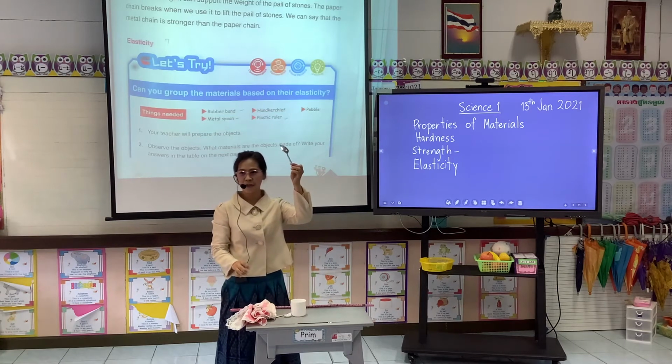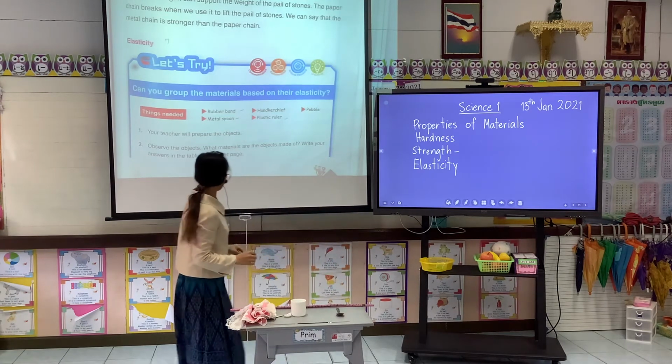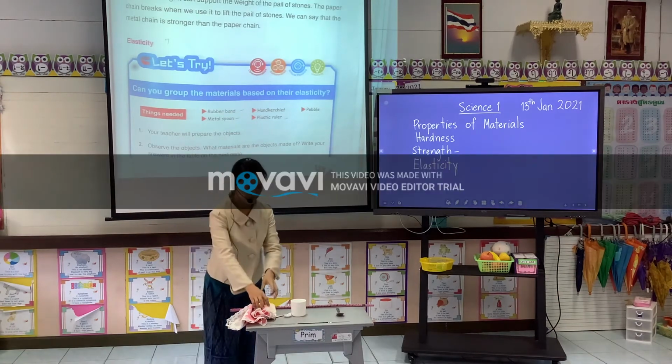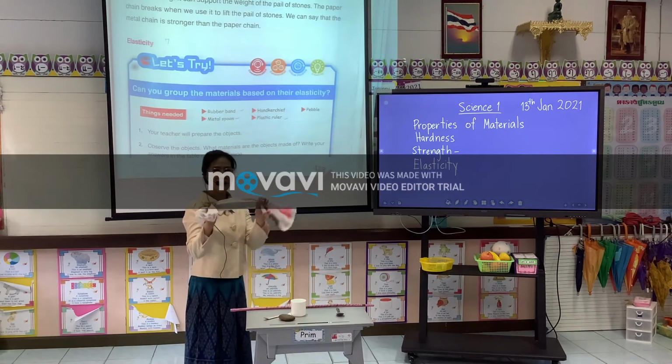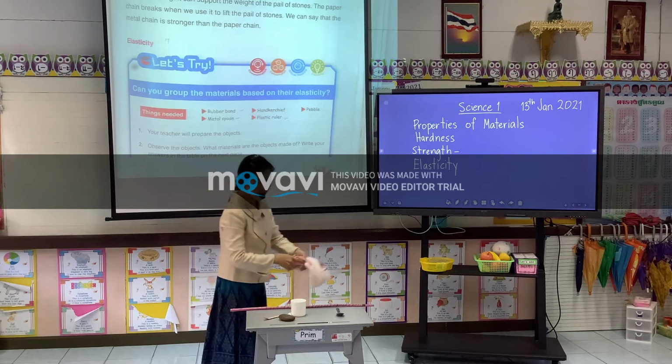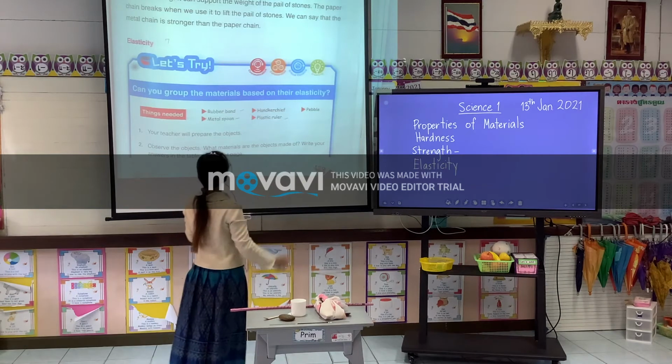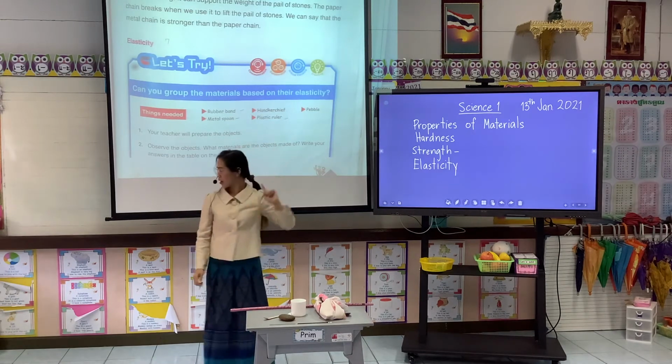Okay? Metal spoon. Next one, handkerchief. And again, we don't have handkerchief, so we will use the cloth. Okay? Plastic ruler.